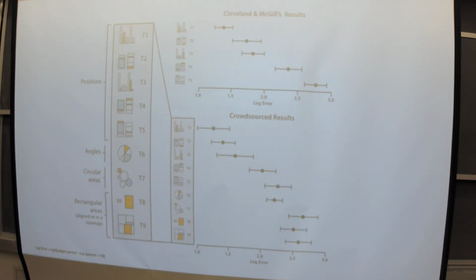So this is the summary of what they found. These are log errors. Cleveland and McGill's results and their results were fairly consistent. Interestingly, you have a little bit more variability here in the bar chart examples. But what I think is the most important takeaway here is that the ranking is consistent, right? So the ranking between Cleveland and McGill and their crowdsourced results is consistent. So if we use this as design guidelines, we can actually have pretty good faith in the results here.